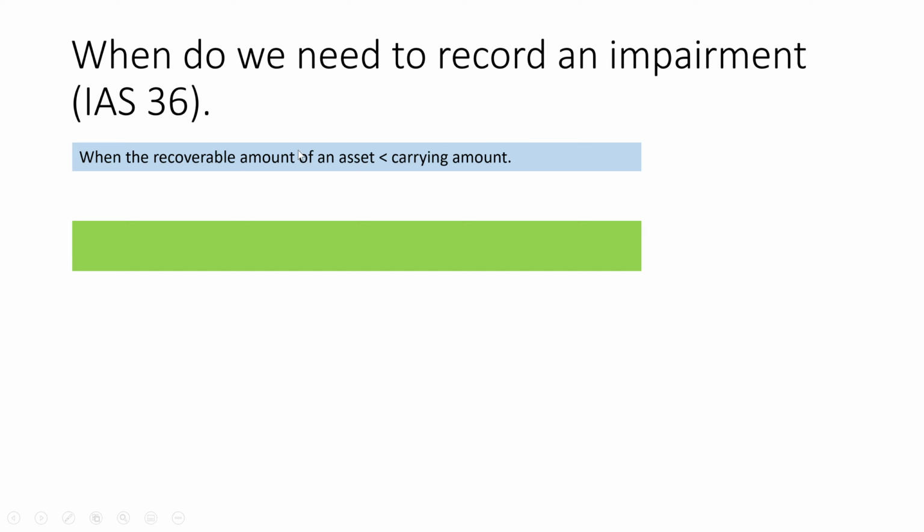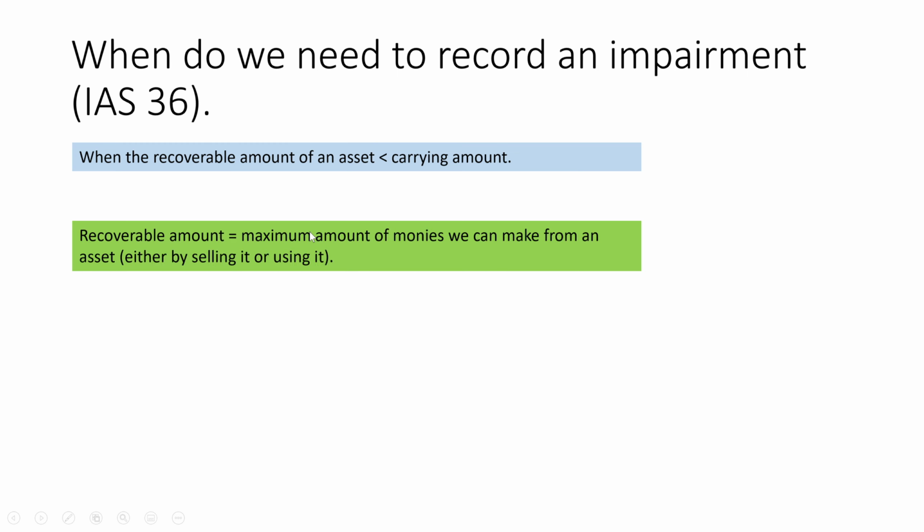Well, it's when the recoverable amount of an asset is less than the carrying amount. What does that mean? What does recoverable mean? Recoverable is about the maximum amount of money that we can recover from an asset. We either get economic benefit from an asset by using the asset as part of the business or by selling it. So it's the maximum amount of money that we can get from the asset.